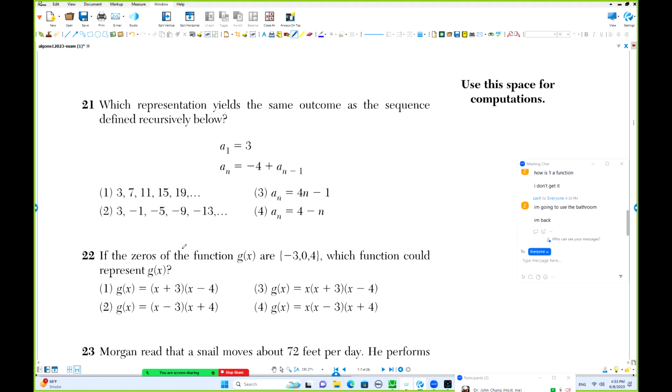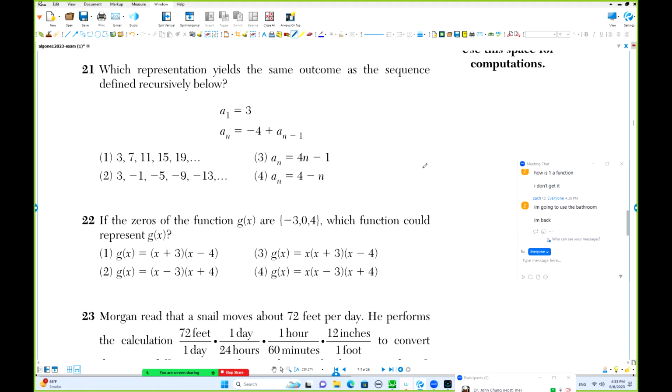The next one, number 21. We have a sequence defined recursively. In a recursive formula, we are given the first term or some other term. Usually the first term is given, and the next part is the relation between two consecutive terms.